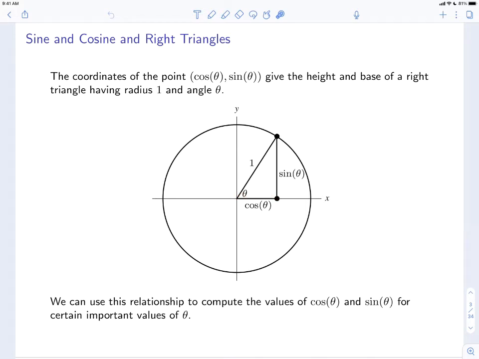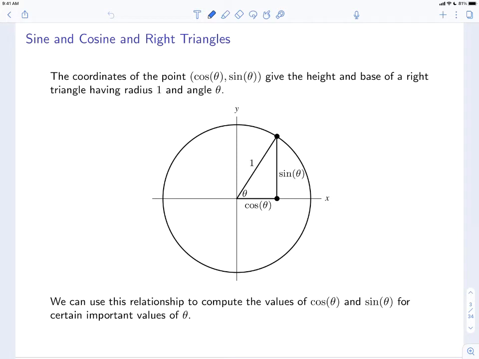The sides of this right triangle have hypotenuse 1, and the two legs are cosine theta and sine theta, because the x-coordinate tells us how far out along the x-axis we've gone, and the y-coordinate tells us how high up above the x-axis we've gone. This picture works out very nicely because we're in the first quadrant. If we were in a different quadrant, one or more of these coordinates would be negative.